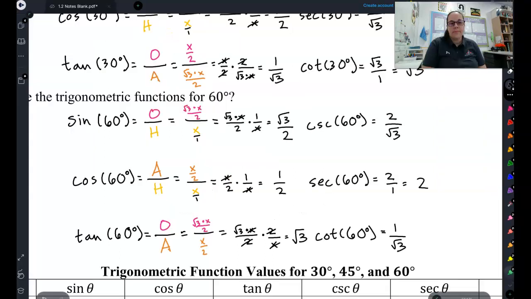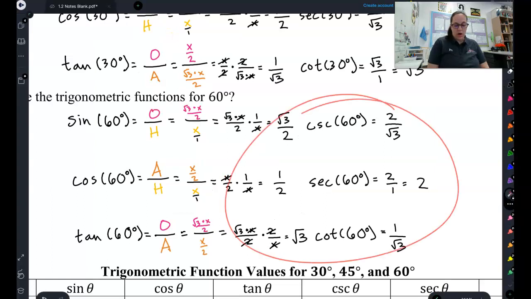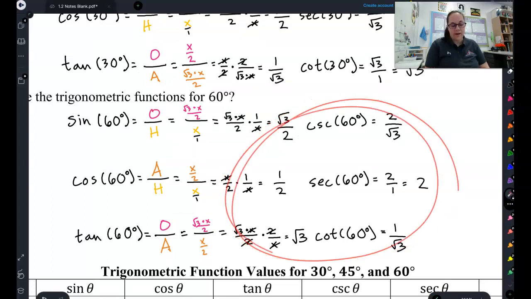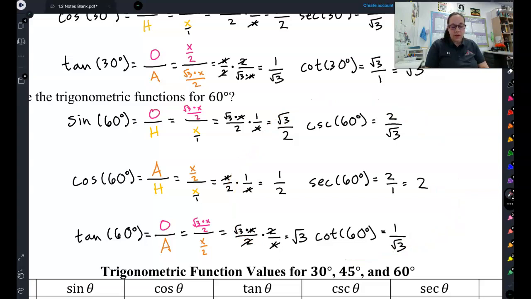Here's what I got for our 60s. So all 6 of them right there. Once again, you can pause the video, check your work. If there's any you got wrong, look back at what I did and figure out where you went wrong. But these are the trig values for every single 60-degree angle. Doesn't matter how big or small the triangle is, these are the answers you're going to get from your calculator.